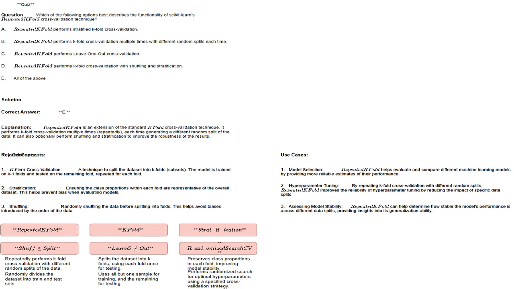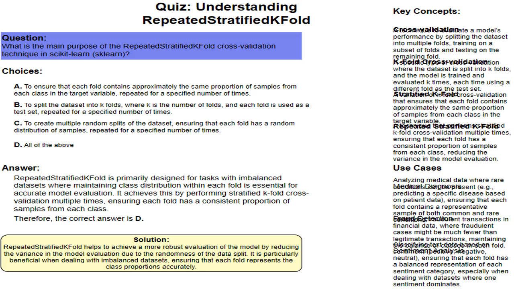In a project to build an image classification model, you might use repeated k-fold to assess how well the model performs on various image datasets. If the model's performance is consistent across multiple repetitions of the cross-validation, it suggests that the model is robust and not overly influenced by specific image features or data splits.